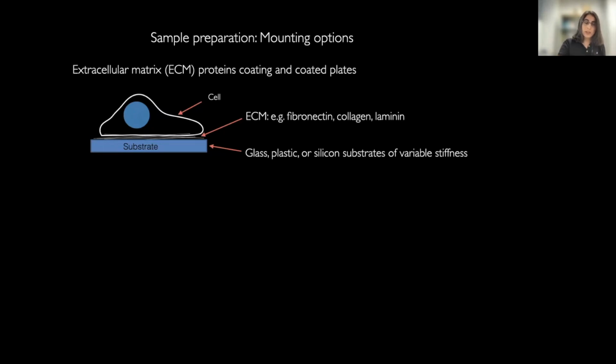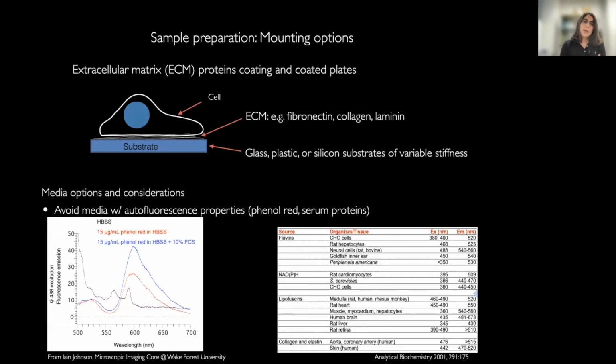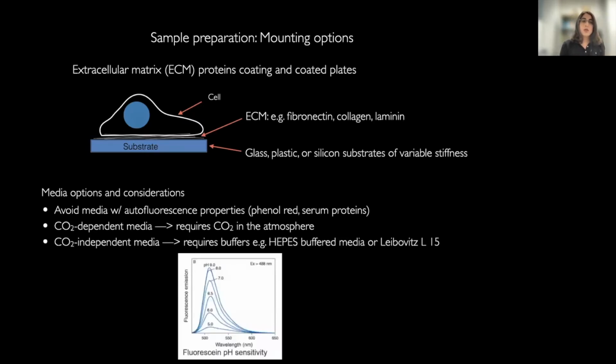Once you've seeded your cells, you want to put imaging media on top. Avoid media with autofluorescence properties, those that contain phenol red, serum proteins, because their background is huge and it will affect your signal to noise. Take into account whether you want to use a CO2 dependent media, which means that it would require CO2 in the atmosphere, or a CO2 independent media that requires buffers such as HEPES, and that would maintain the pH in your imaging media.